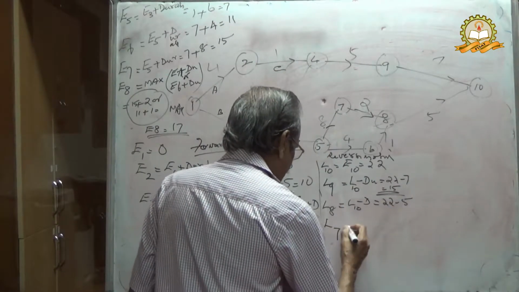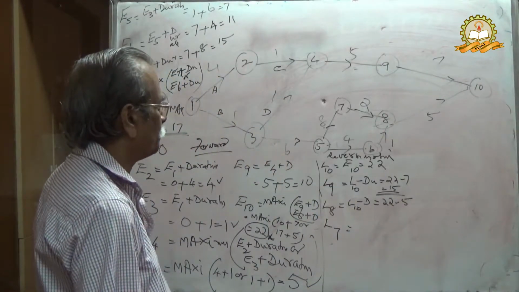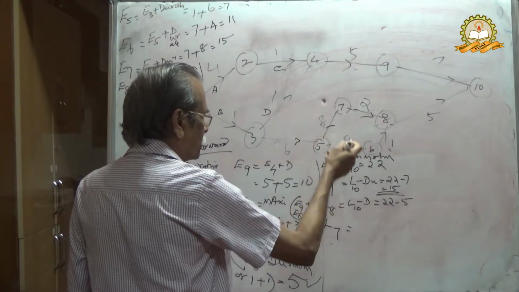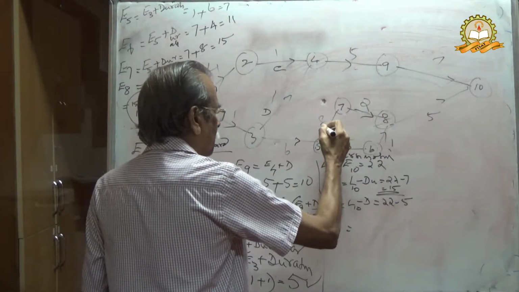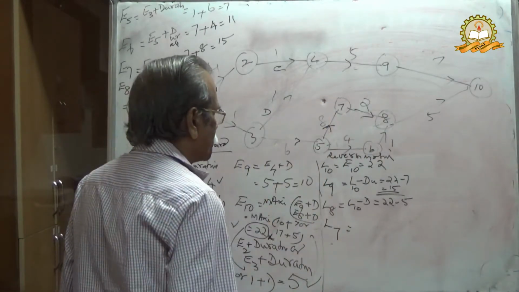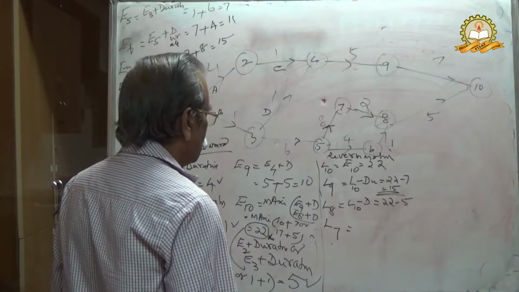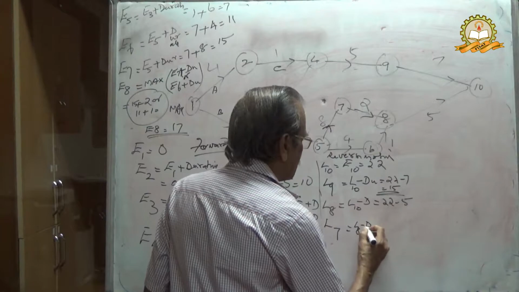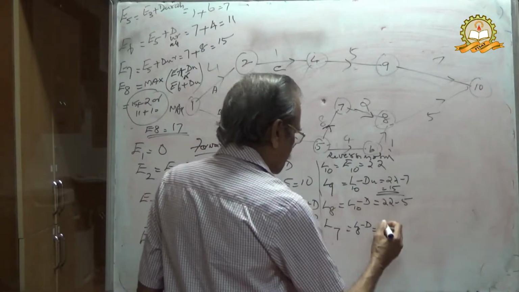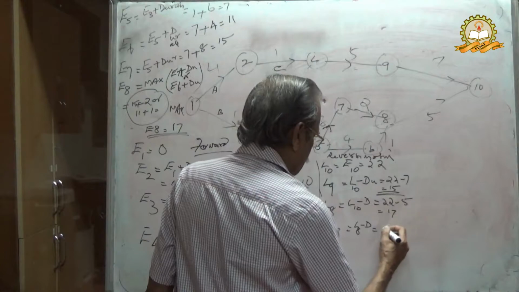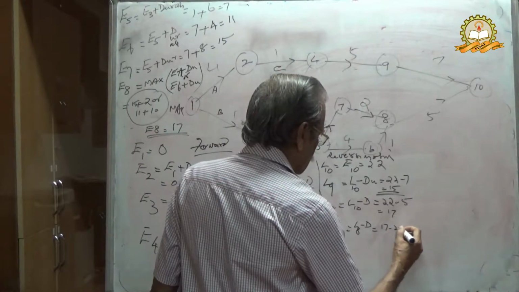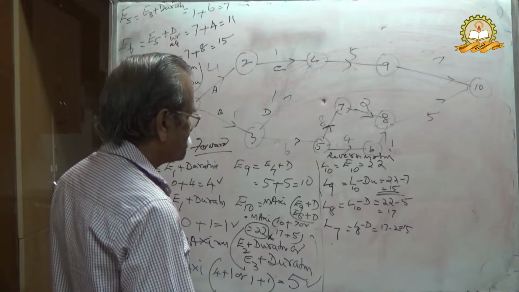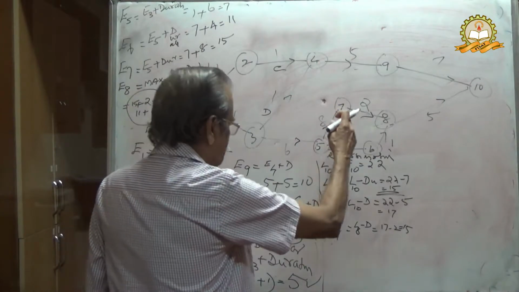Then L7. L7 is here, again coming back. In the reverse process you are not considering the upward arrow. L7 will be equal to L8 minus 2, L8 minus duration. L8 is equal to 17, 17 minus 2 equal to 15. L7 equal to 15 minus 2.